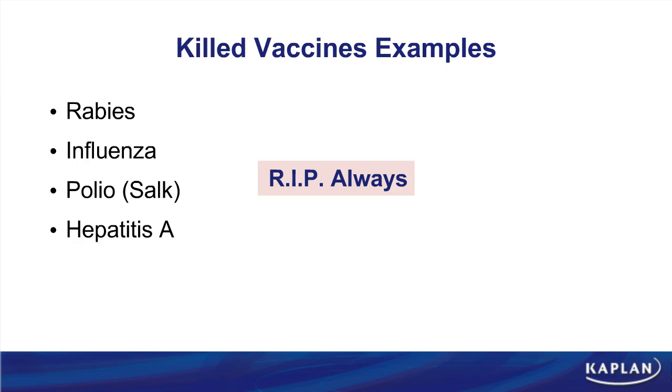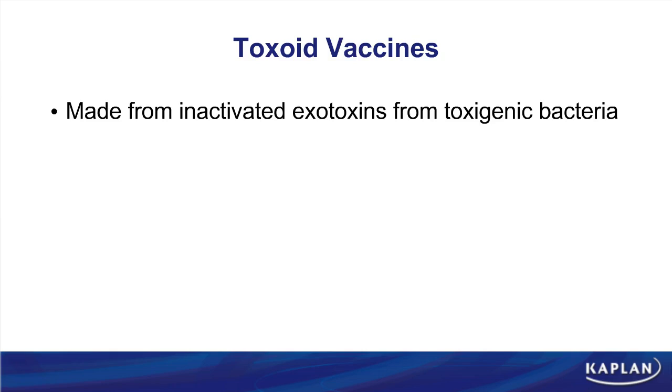And again, those are generally pretty safe. We can give them during pregnancy, and they provide a good enough immunity to help protect us against these various pathogens. Toxoid vaccines are sort of another unique type of vaccine. These guys are actually made from inactivated exotoxins from bacteria that secrete those toxins.